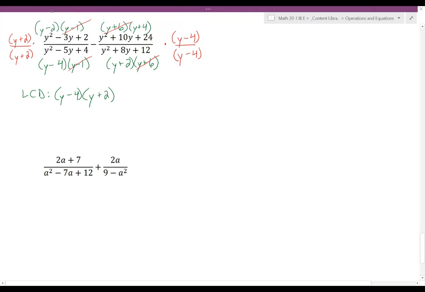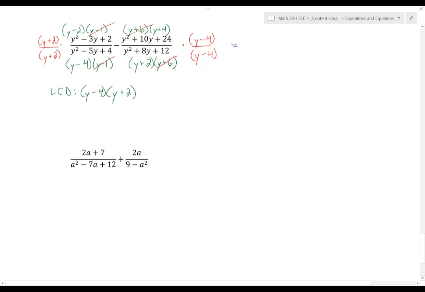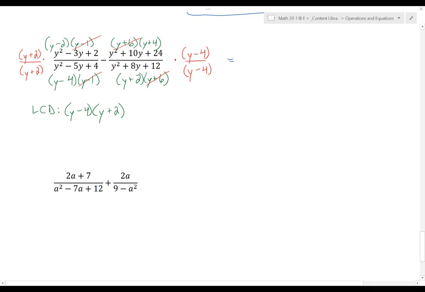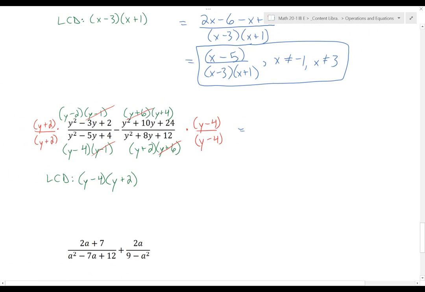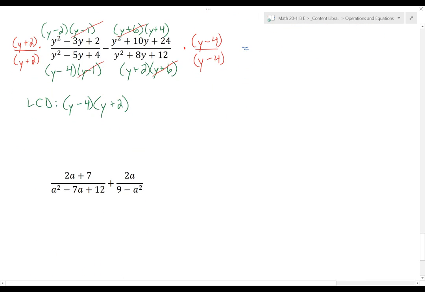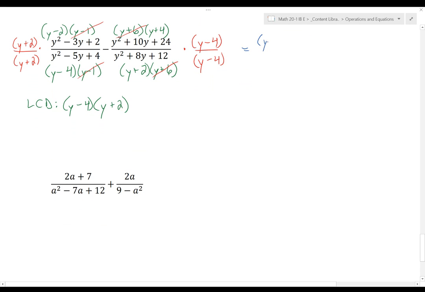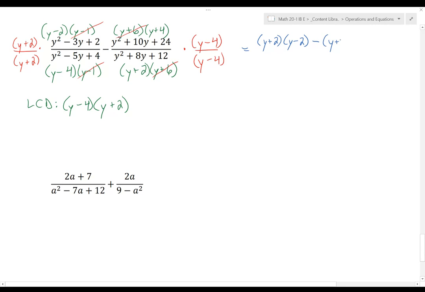Now what this gives me, well, I have y plus 2 times y minus 2 in the first fraction. Oops. Random resizing. Here we go. So I've got y plus 2 times y minus 2. This is a subtraction question, so it's going to be minus y plus 4 times y minus 4 all over y minus 4 times y plus 2.